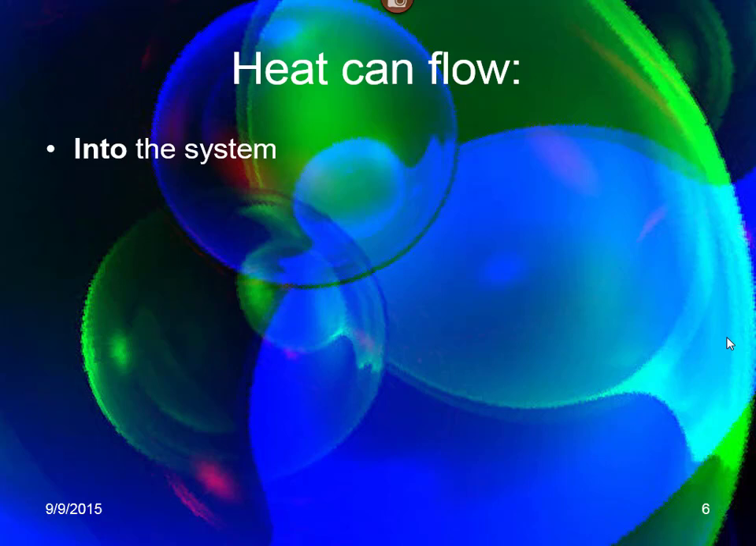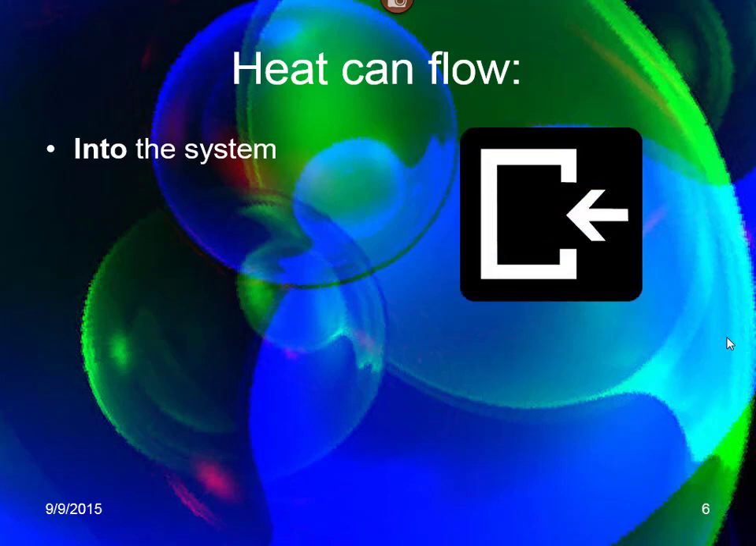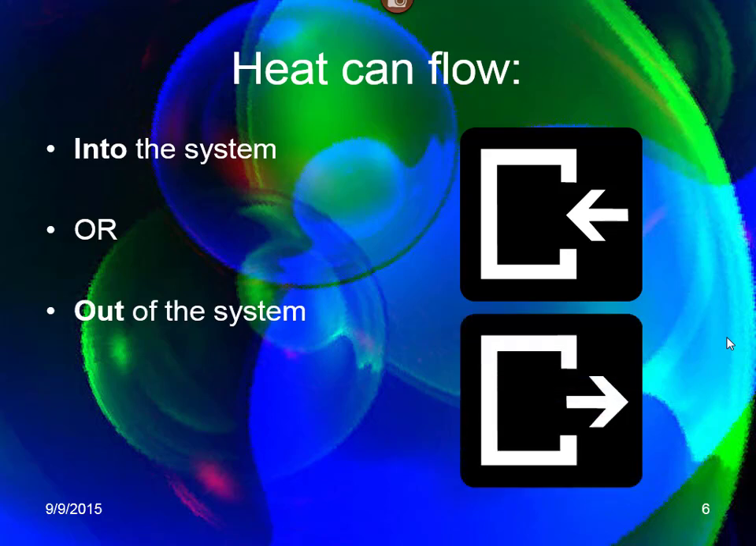So heat can flow two different directions. It's pretty simple, two different directions. Heat can flow into the system or out of the system. Heat can flow in or it can flow out.